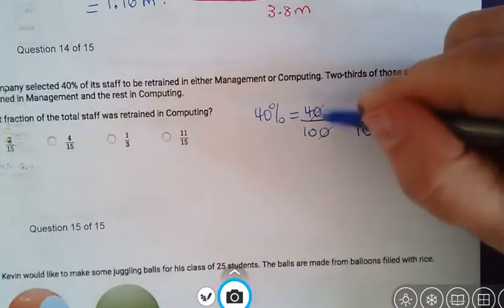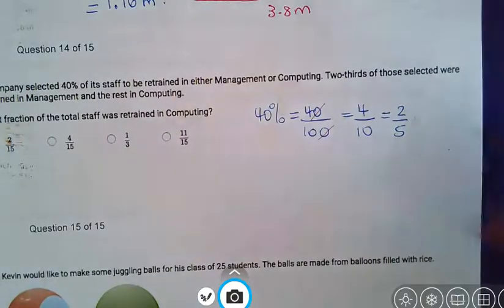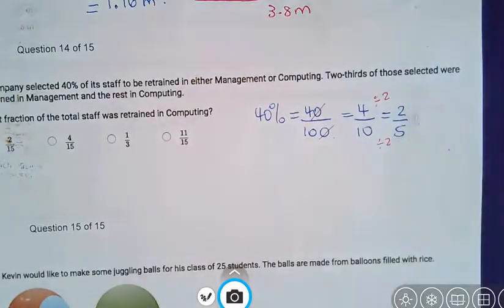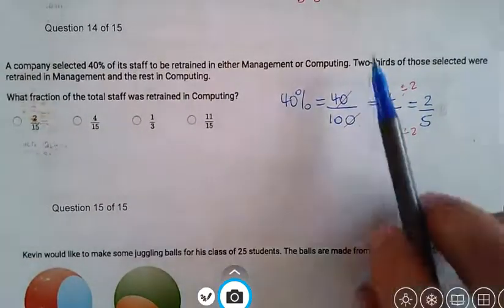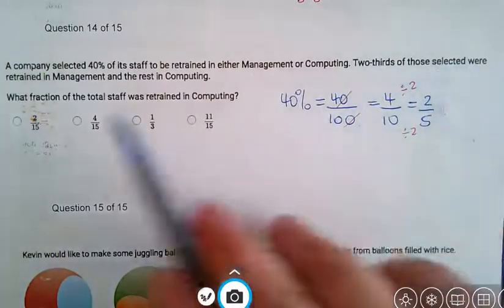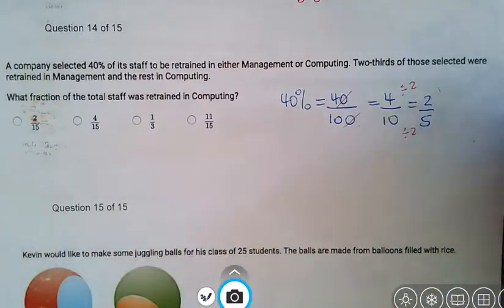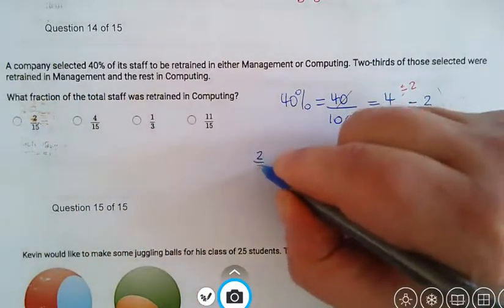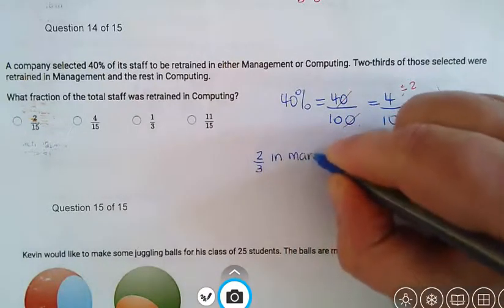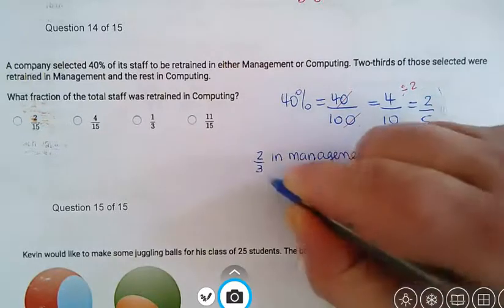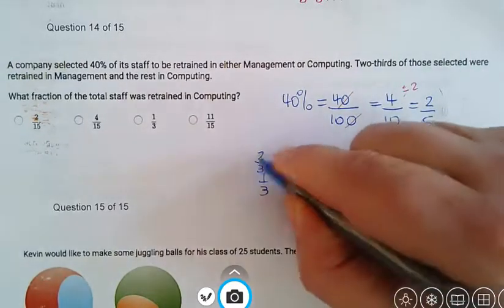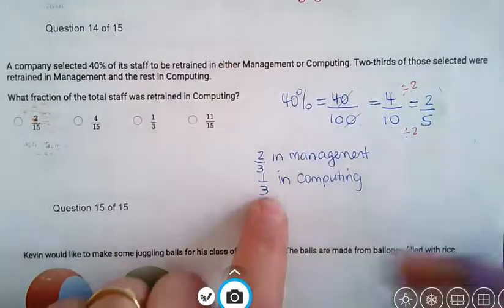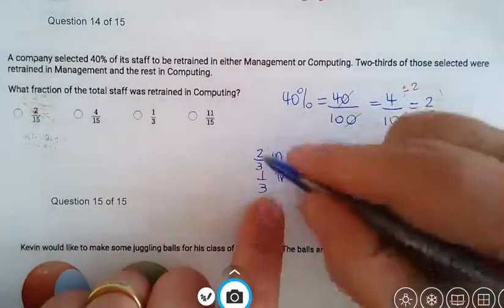Because you can divide 40 and 100 both by 10, and you can divide the 4 and the 10 both by 2 because they're even. So 40% is the same as 2/5. Now, it says 2/3 of those selected. So 2/5 were selected, were retrained in management, and the rest in computing. So if there's 2/3 in management, then the rest would be 1/3 in computing, because 2/3 plus 1/3 makes up 1 whole. So 1/3 of the 2/5, it's not 1/3 of the total.